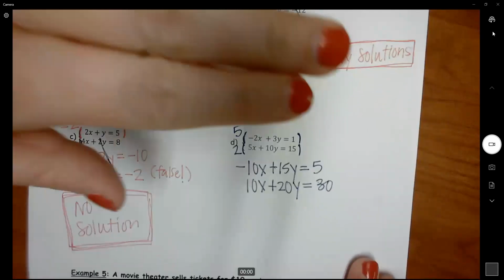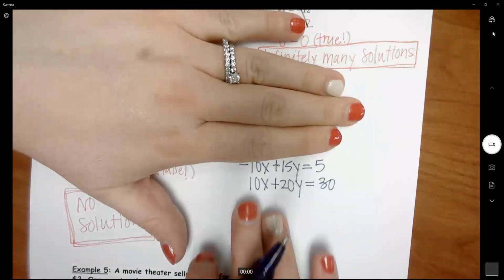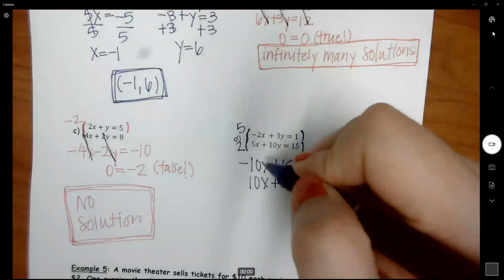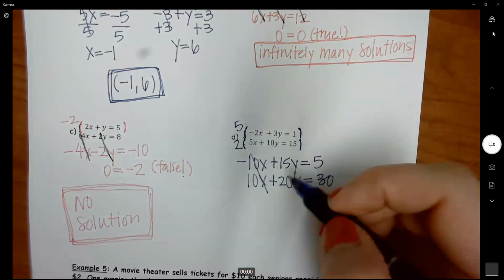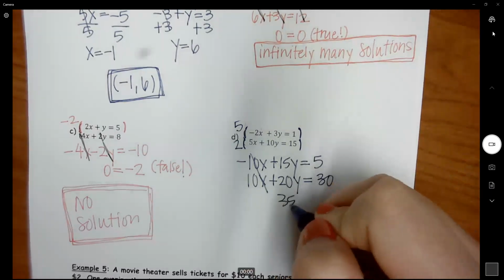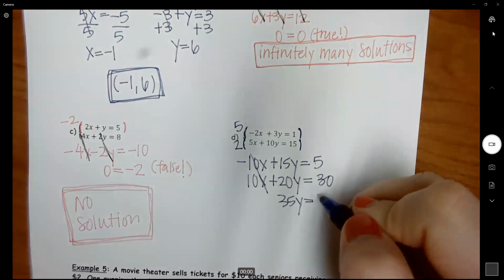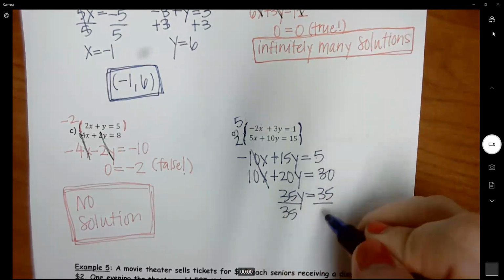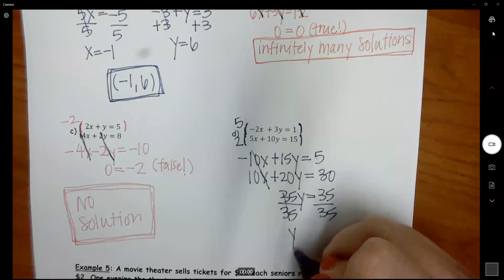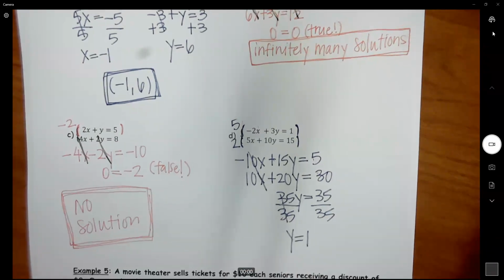So now I'm not paying attention to my first two. These are my two equations. My x's eliminate because I have a negative and a positive. 15 plus 20 gives me 35y. 5 and 30 give me 35 as well. So when I divide by 35, I get y equals 1.